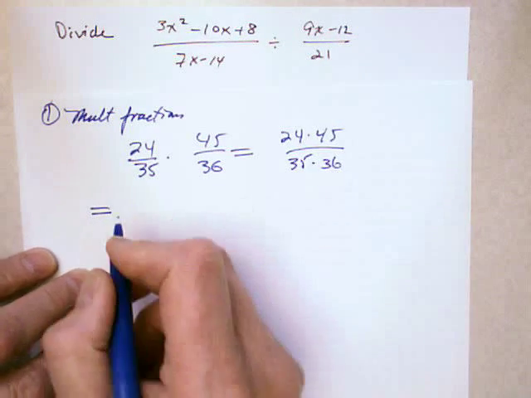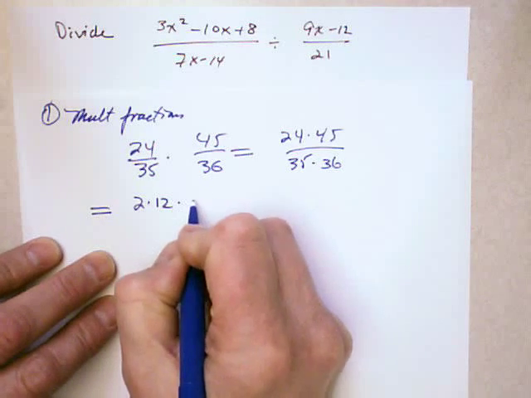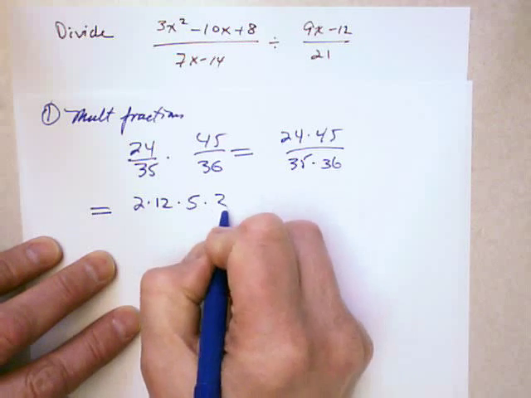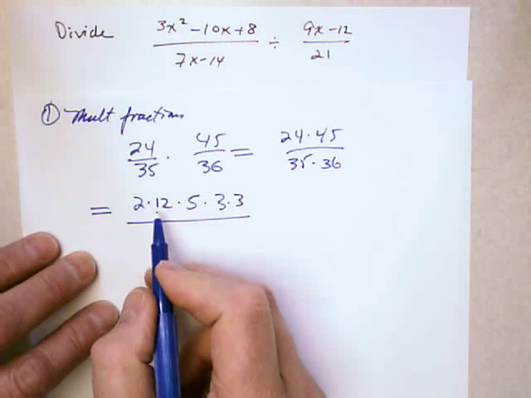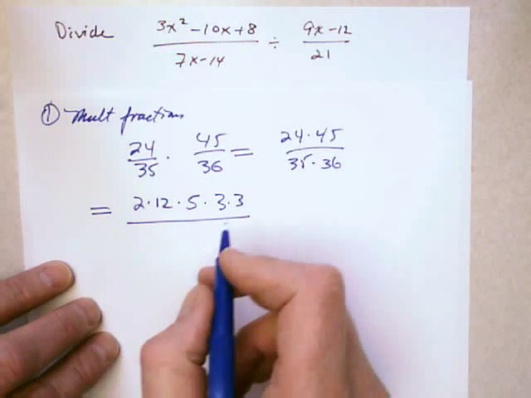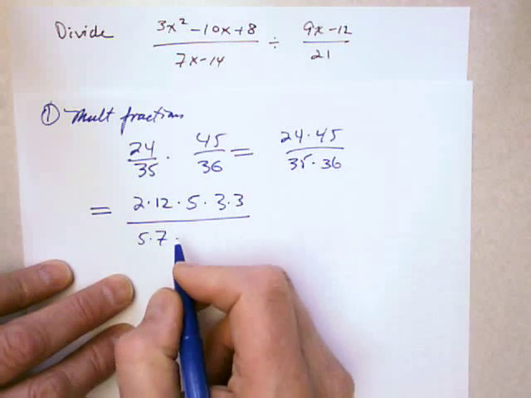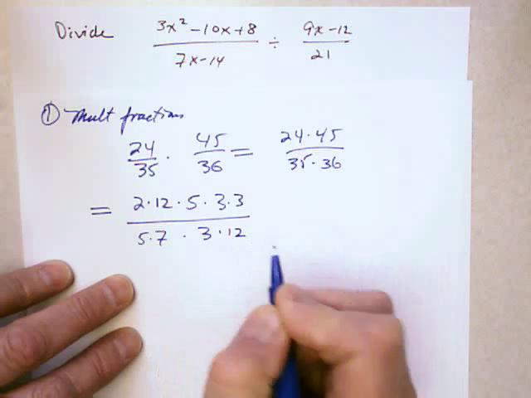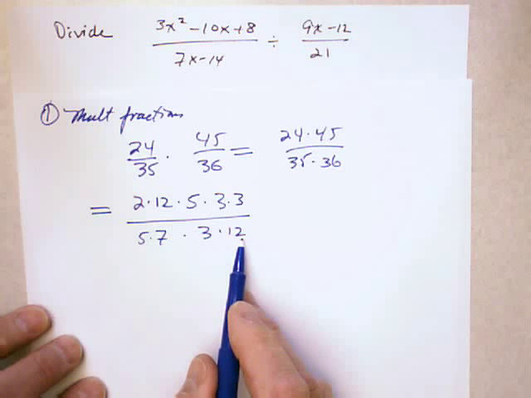That numerator, I'm going to rewrite as 2 times 12, that's the 24. And 45 is 9 times 5. I can go 5, and instead of 9, I'm going to write times 3 times 3. Now, I haven't fully prime factored these things, but it's going to turn out to be okay, because I'm sort of looking ahead on you here. In the denominator, 35, well, 5 times 7 is the only way I'm going to factor that. And then the 36, I'm going to write as 3 times 12. So now I've got a bunch of factors in the numerator and a bunch of factors in the denominator.